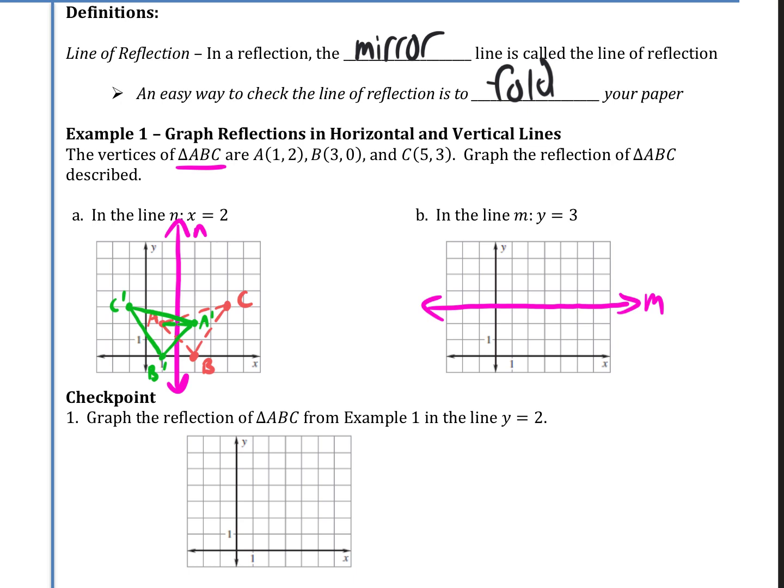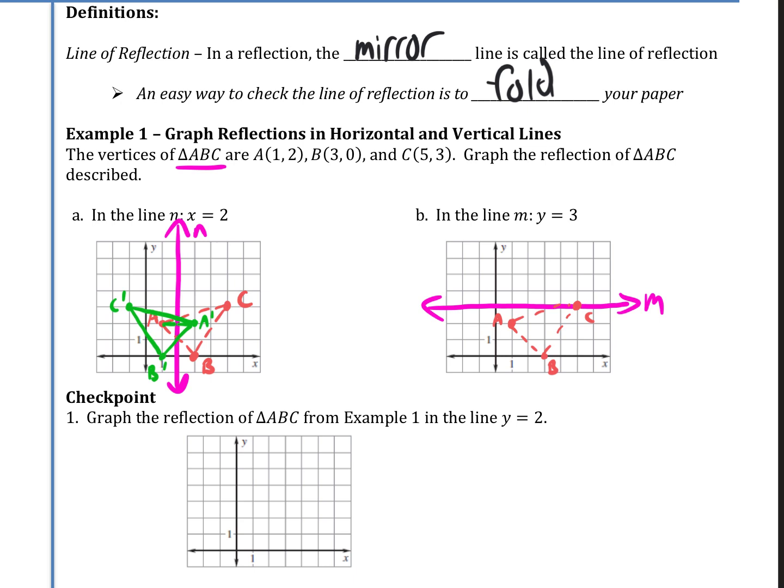Okay, so we're going to use the same triangle from before. So we had A is 1, 2, right 1, up 2. We have B at 3, 0, right 3, and stay. And we have C at 5, 3, which is right 5 and up 3. Okay, so this was A, B, and C. And we had a dashed line to show where it was. All right, and there's our original image. And now we're reflecting over that line M, that pink line there, okay?